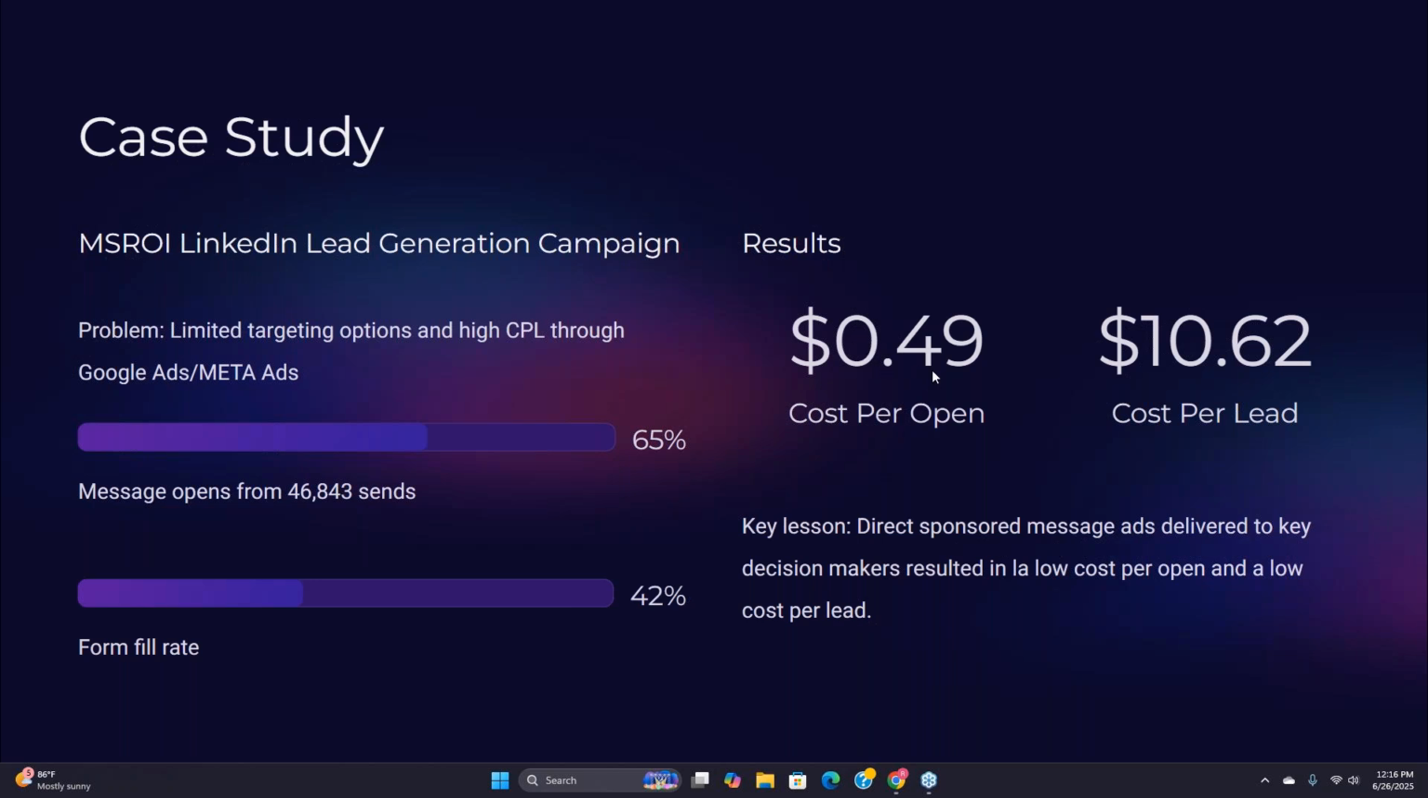Roughly getting a 49-cent cost per open in this campaign. And you've got to think about that. Compare that to, say, Google, for instance.